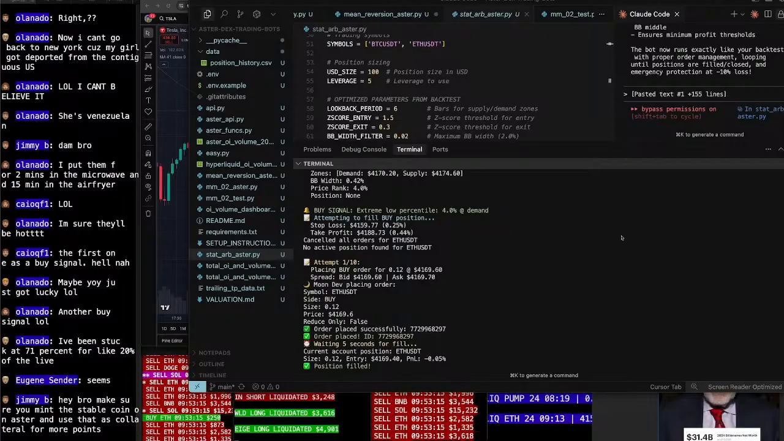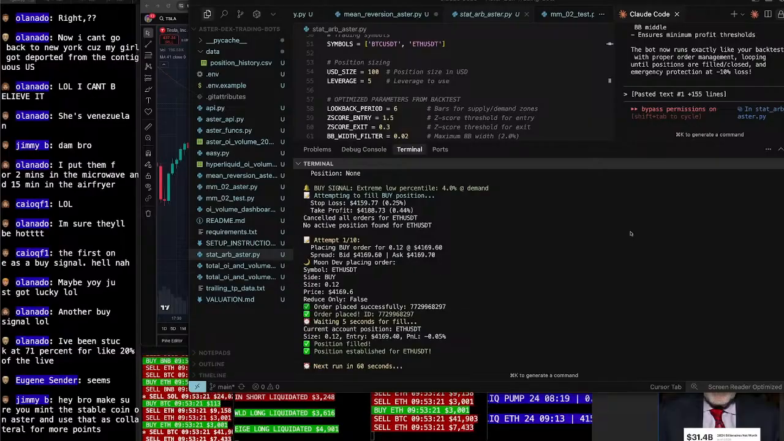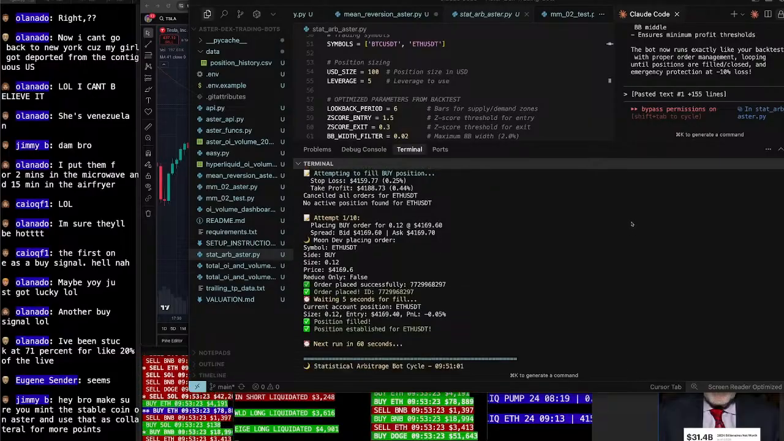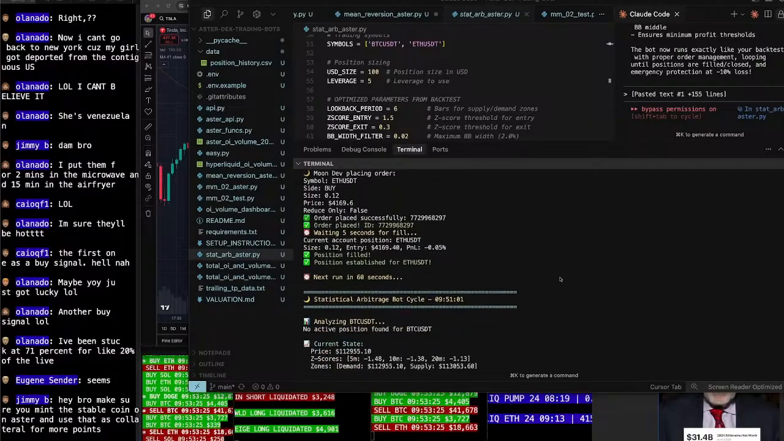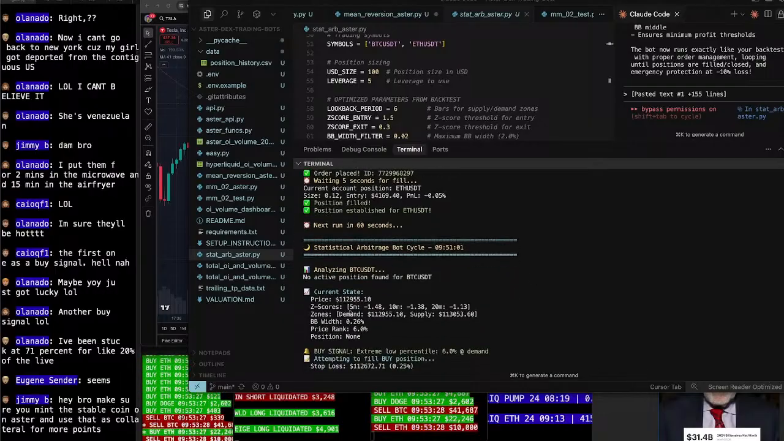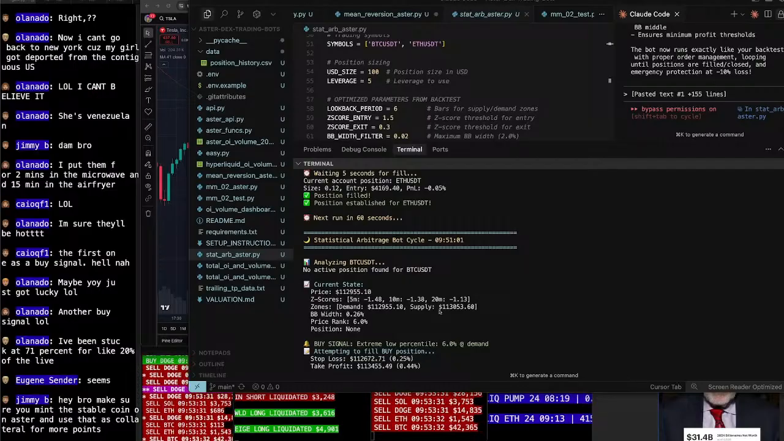This is funny, bro. Well, at least my hand's not on the wheel anymore, which is nice. Real nice. Okay, so what I did see here, Z-scores here are negative 1.4, 1.38, and maybe this will normalize over time.